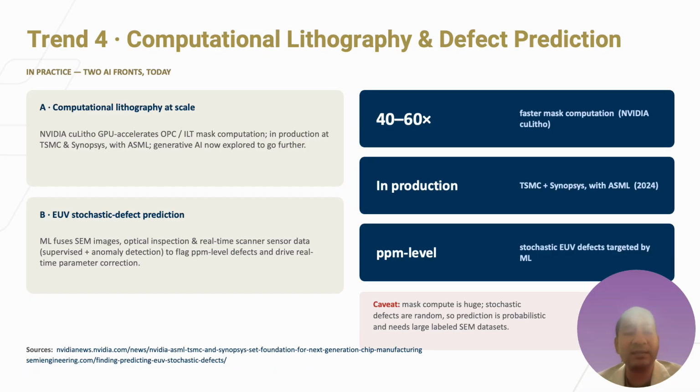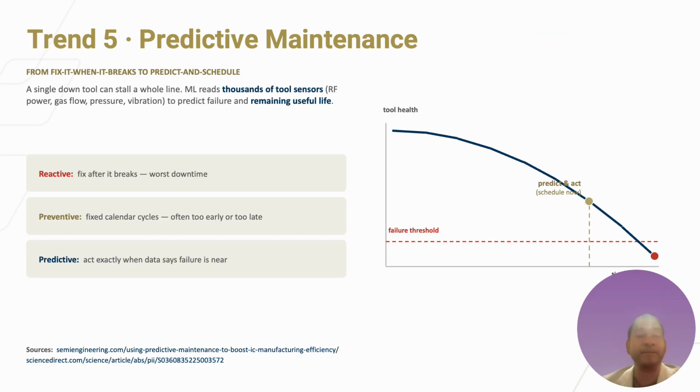In practice, the headline is NVIDIA's cuLitho, which puts that heavy mask computation on GPUs and speeds it up dramatically, reported at 40 to 60% faster, and it is already in production at TSMC and Samsung. On the inspection side, teams combine several data sources, electron microscope images, optical images, and the scanners' own sensors, to predict those tiny EUV defects and adjust the process in real time. The honest limits: computation is still huge, the defects are random, so you are predicting probabilities, and you need large and carefully labeled image datasets to train on.